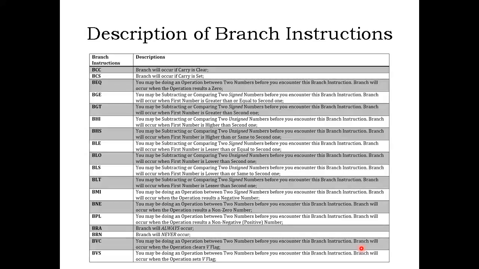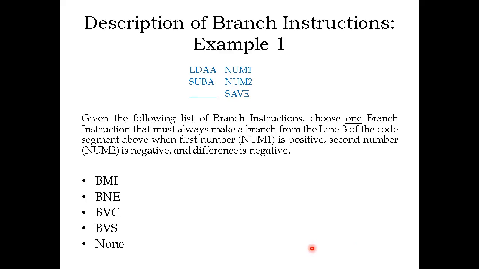What we are going to do here is understand that when you are writing the code, how do you determine which branch exactly you will need for the logical part of the program. Let's say, for example, you are given a couple of lines like this. You are loading a number into accumulator A, and then you are subtracting another number from accumulator A. In the third line, you need a branch. How do you know which branch you will actually need?